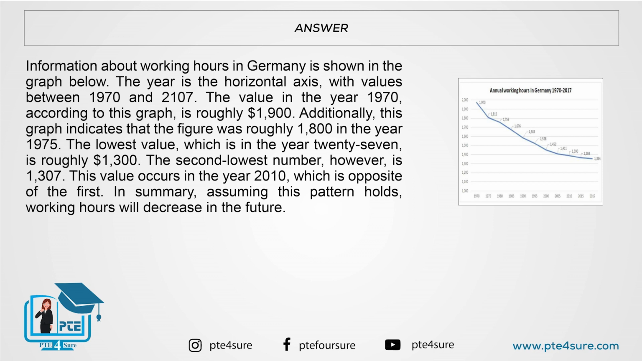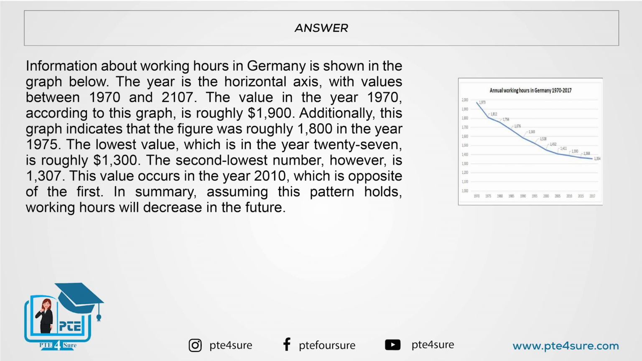Information about working hours in Germany is shown in the graph below. The year is the horizontal axis, with values between 1970 and 2107. The value in the year 1970, according to this graph, is roughly $1,900. Additionally, this graph indicates that the figure was roughly 1,800 in the year 1975. The lowest value, which is in the year 27, is roughly $1,300.